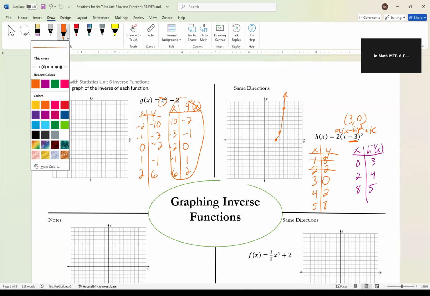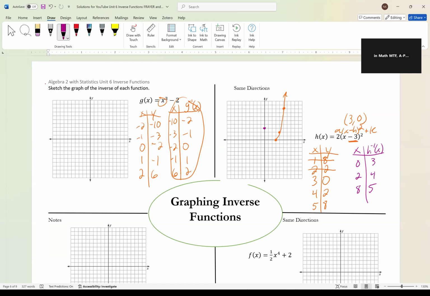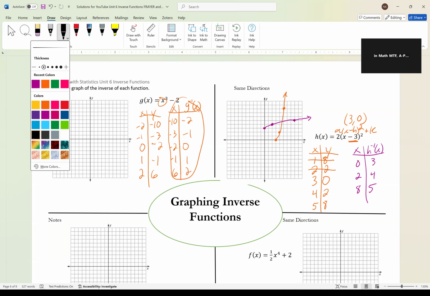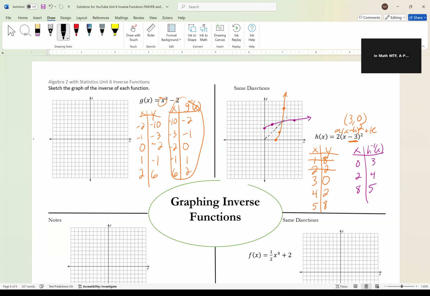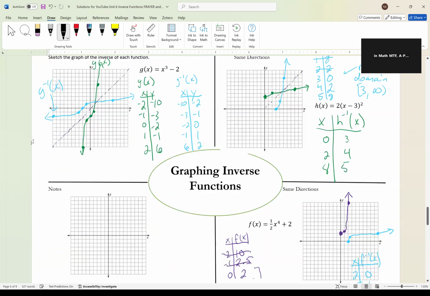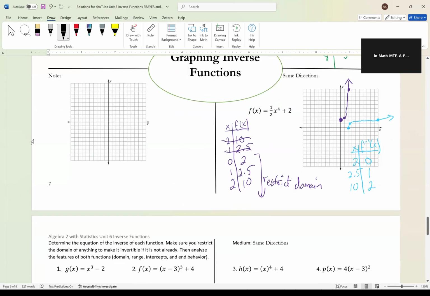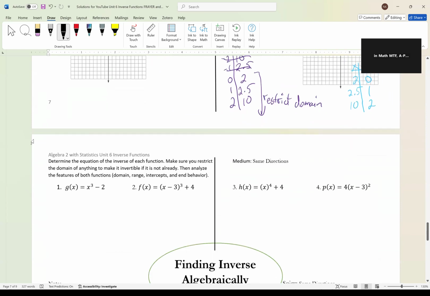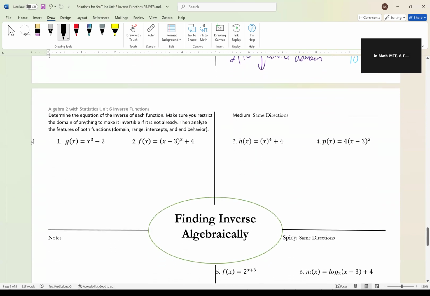And then the inverse of h of x would be 0, 3, 2, 4, and 8, 5. And when I look at that, it hopefully makes sense, because there is my line y equals x, and they are a reflection across that line. Same exact thing with that last one down there. And you'll notice I restricted the domain with that last one. So determine the equation of the inverse of each function, then restrict the domain, et cetera.